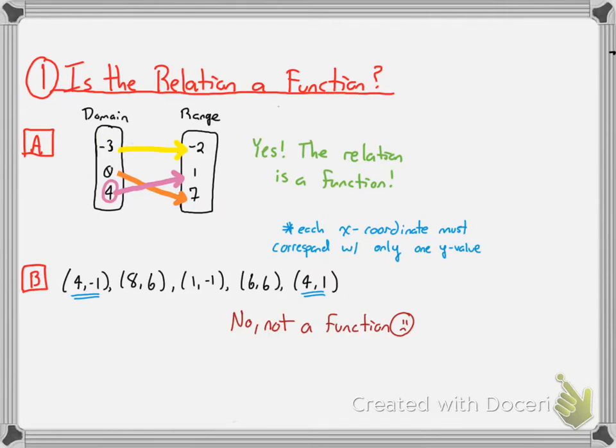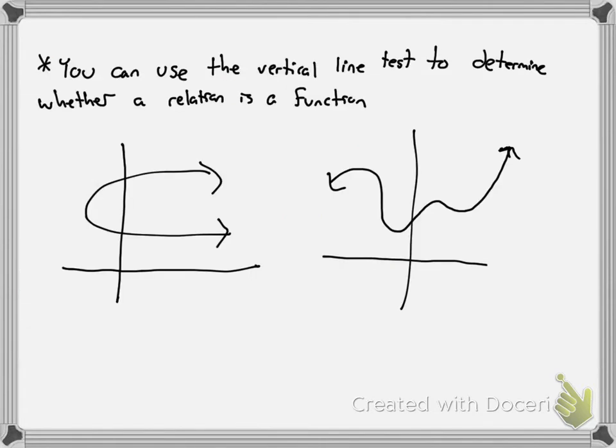Now, sometimes it's kind of hard to determine whether something's a relation or a function if I'm just given a list of ordered pairs or maybe a mapping diagram. The easiest way to see if something's a function or not is by graphing out your points and using something called the vertical line test, which you might have already talked about in Algebra 1. The vertical line test basically states that if a vertical line passes through more than one point on a graph of a relation, then the relation is not a function.